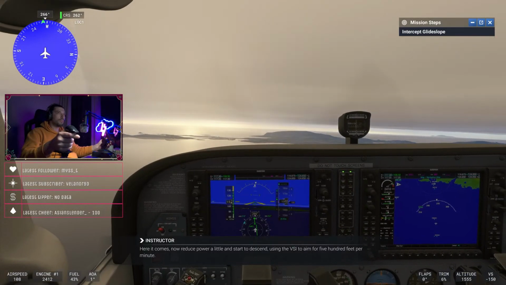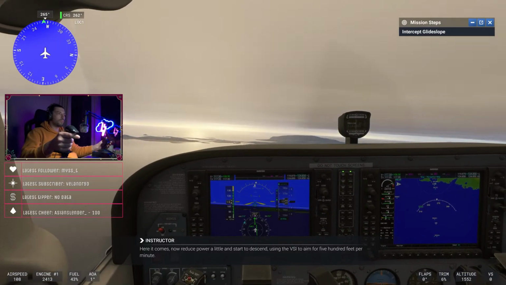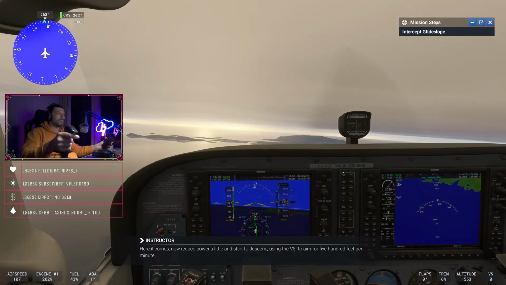Here it comes. Now reduce power a little and start to descend, using the VSI to aim for 500 feet per minute.